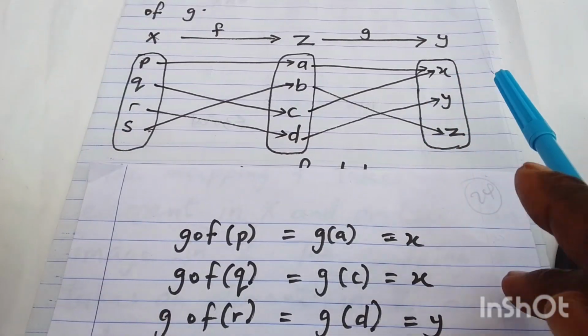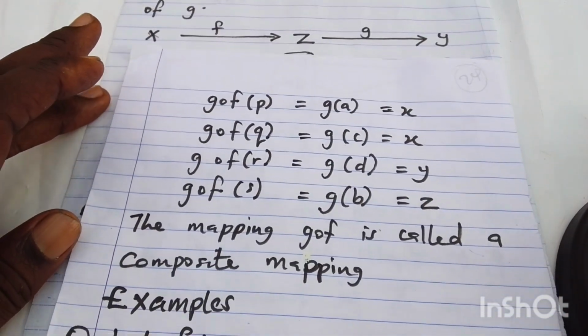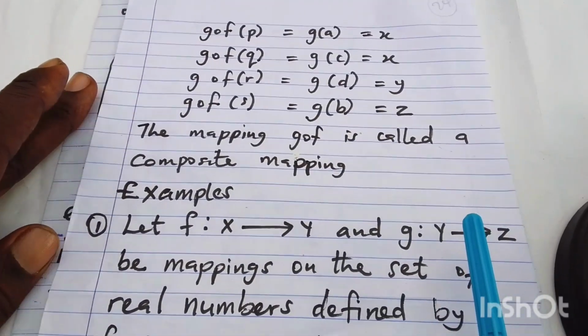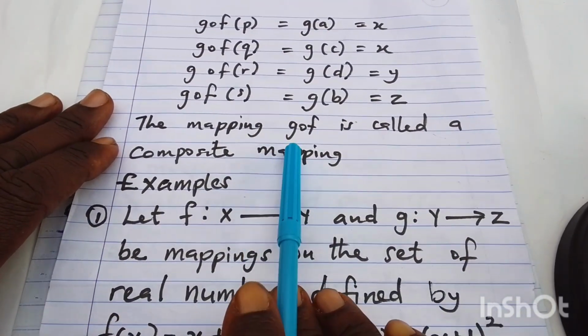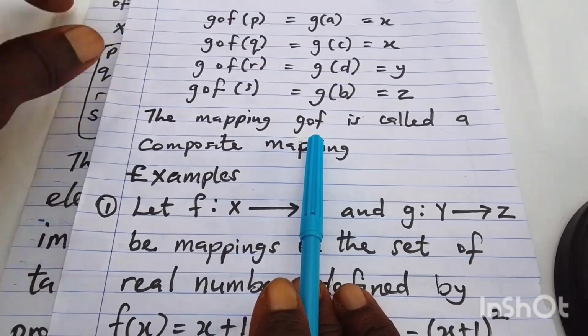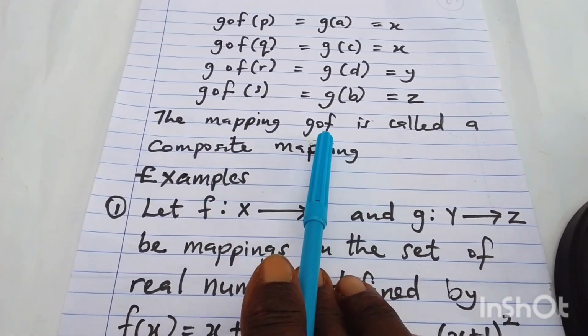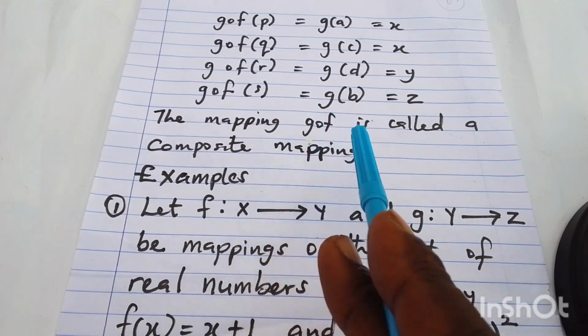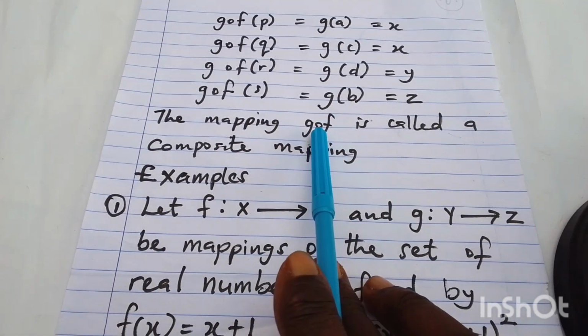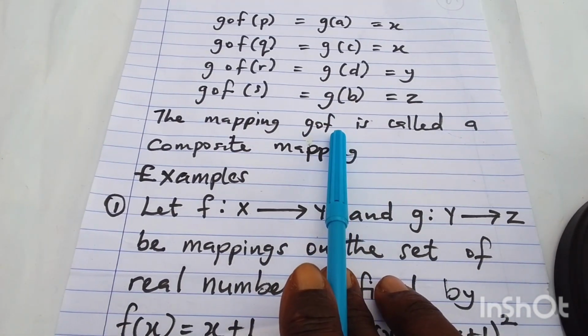So when you combine two or more mappings together, it's called composite mapping. So when you are identifying a composite mapping, that means this GOF can be used. That means you are combining the mappings of G and F together.